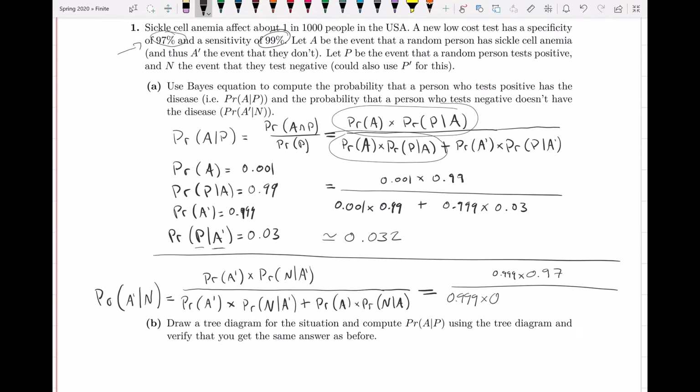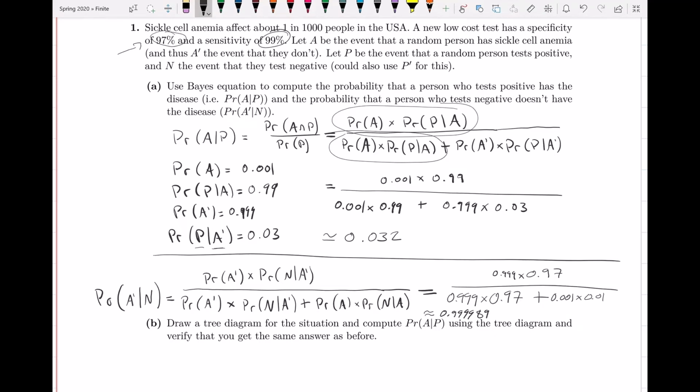And we repeat that on the bottom: 0.999 times 0.97 plus the probability of having A, which is 0.001, times the probability of testing negative if you have A. Well, it has a sensitivity of 99%, so that's the rate that you test positive if you have the disease. So the rate that you test negative is going to be 1%, so 0.01. All right, if you do that out, and I apologize for running out of space, that equals roughly 0.999989. That's really close to 1.